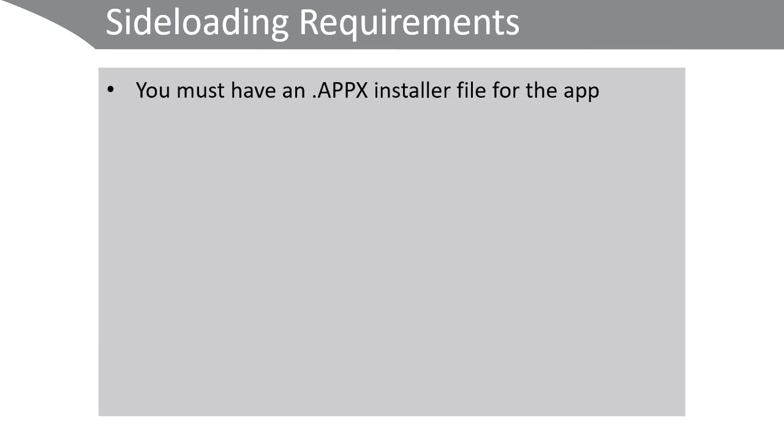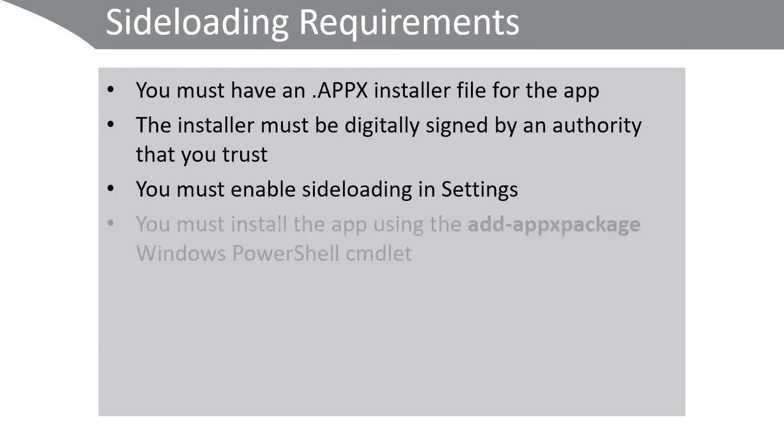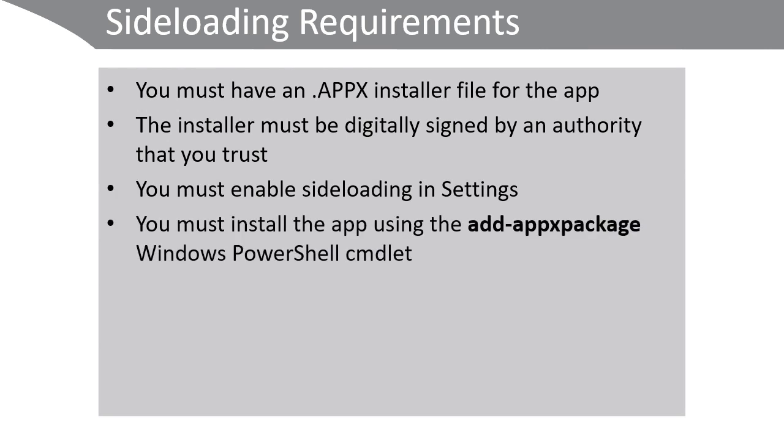To sideload apps, you must have a .appx installer file for the app. The installer file must be digitally signed by an authority that you trust, or more specifically, that the computers within your organization trust. So this could be a privately signed certificate for internal use only, or it can be a digital signature obtained from an authority that Windows 10 already trusts. You must then enable sideloading in the Settings app. Finally, you can install the app using the Add-AppxPackage Windows PowerShell cmdlet.